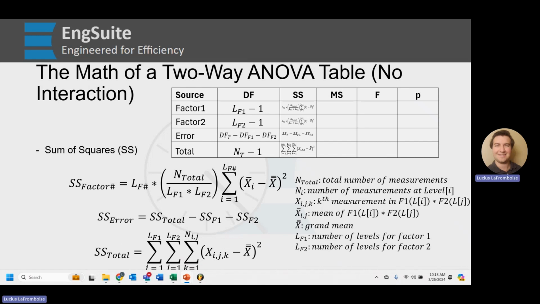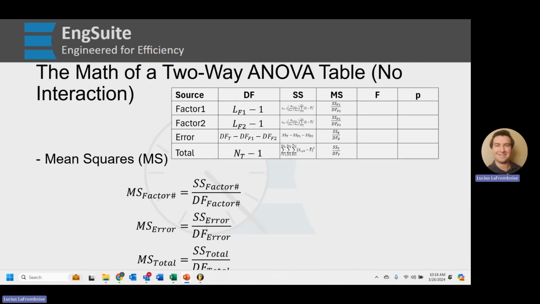Sum of squares is the same for our factors. The real difference here is going to be our sum of squares for errors, which is going to be our SS total minus SS factor 1 minus SS factor 2. Again, SS total is the sum of the squared deviation of each individual measurement from the grand mean. Mean squares, like I said, very similar to all of our other ANOVAs. It's just going to be the sum squares for each variation source over that variation source's degrees of freedom.